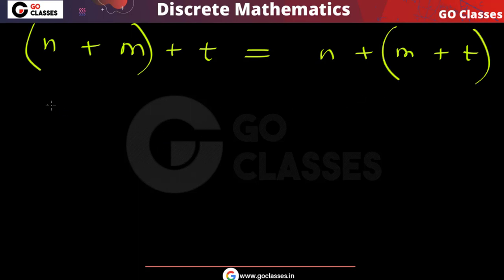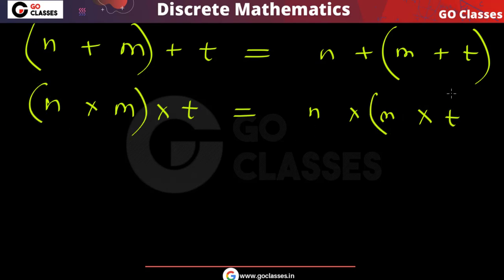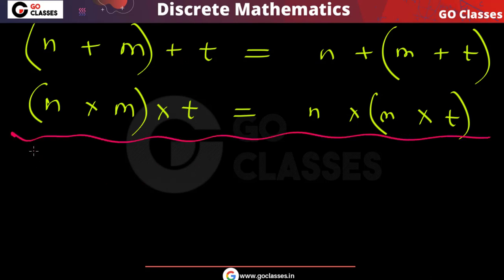So addition is associative. Similarly, multiplication is also associative, because whether you do this first multiplication first or this second multiplication first, the answer is the same. So addition is associative, multiplication is associative. But in set theory, okay, let's come back to set theory.